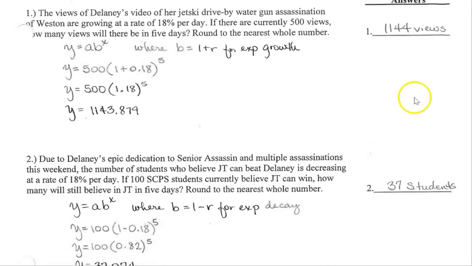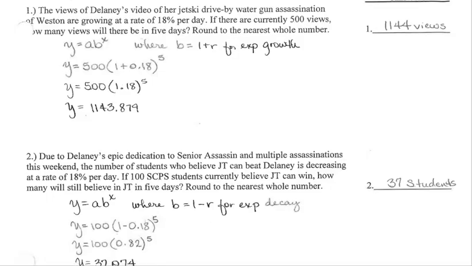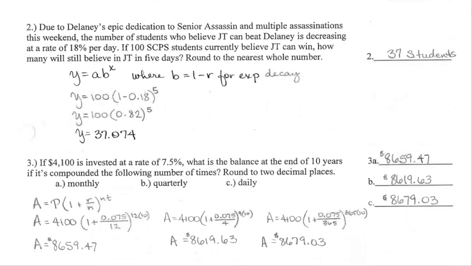All right, then for number 2, due to Delaney's epic dedication to senior assassin and multiple assassinations this weekend, the number of students who believed that JT could beat Delaney was decreasing at a rate of 18% per day. If 100 students currently believe JT can win, how many will still believe in 5 days?